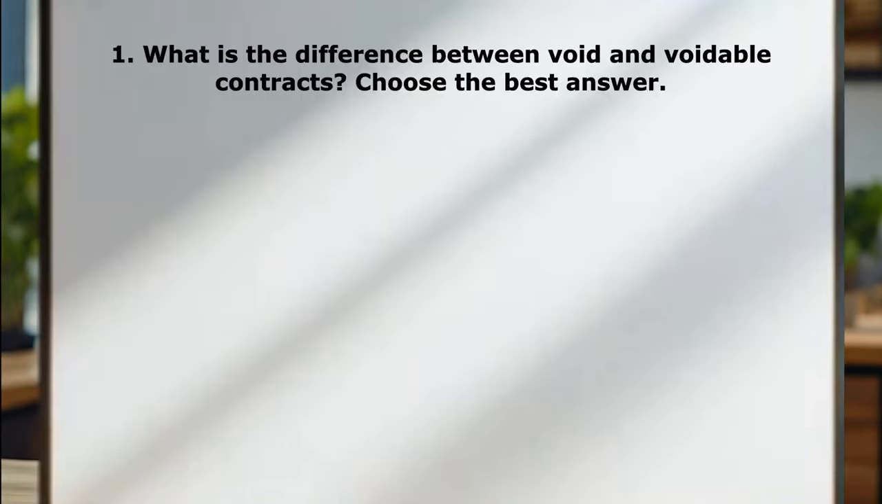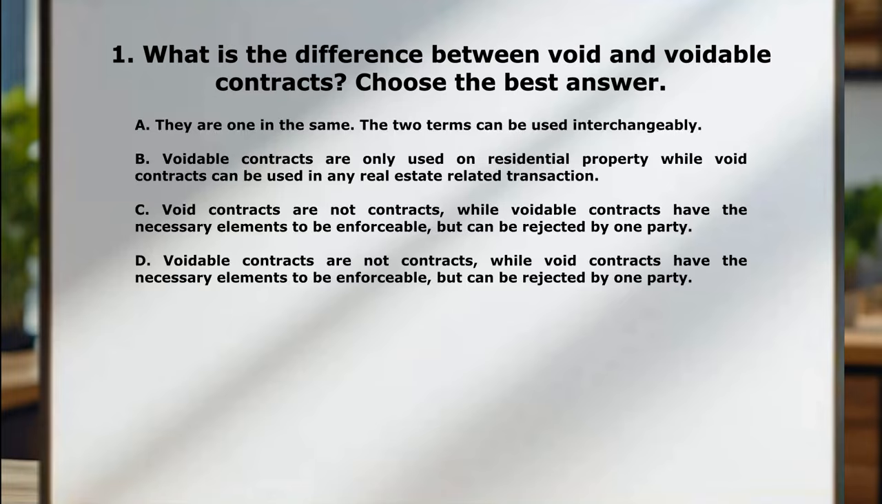All right, number one. What is the difference between void and voidable contracts? Oh, I like this part. It says choose the best answer. A. They are one in the same. The two terms can be used interchangeably. B. Voidable contracts are only used on residential property, while void contracts can be used in any real estate related transaction. C. Void contracts are not contracts, while voidable contracts have the necessary elements to be enforceable, but can be rejected by one party.